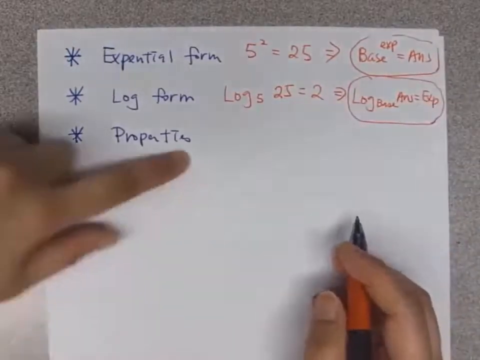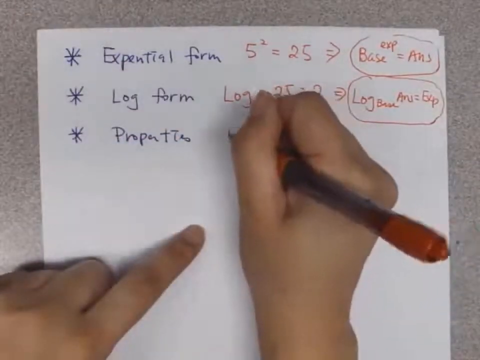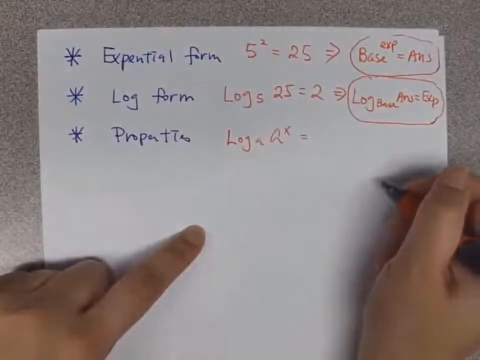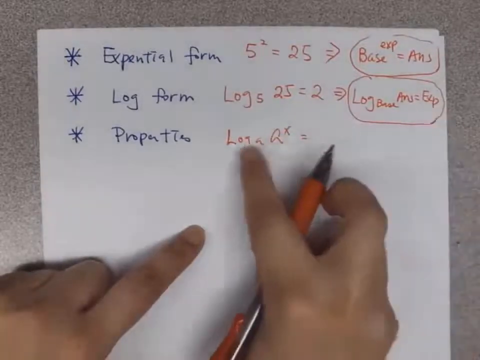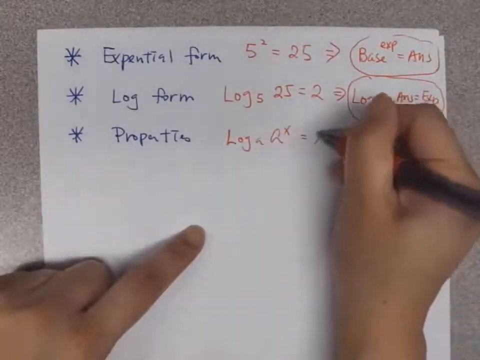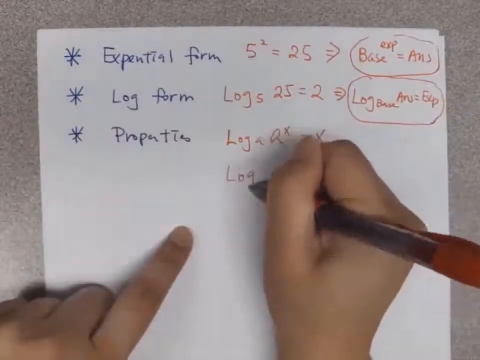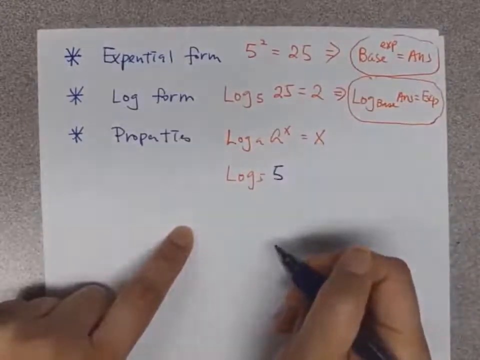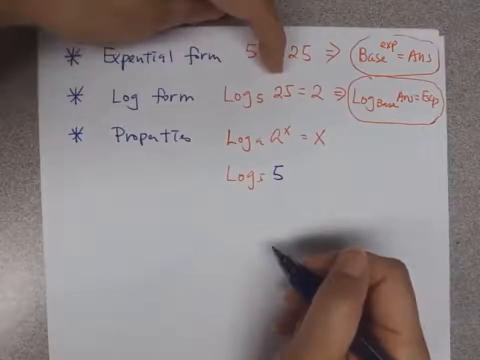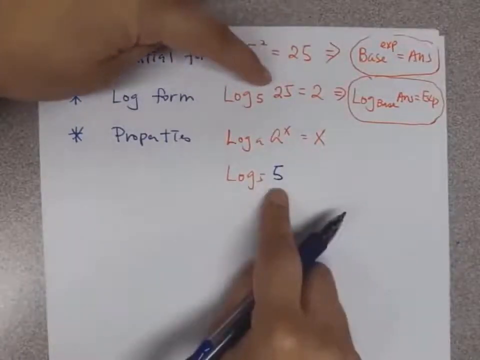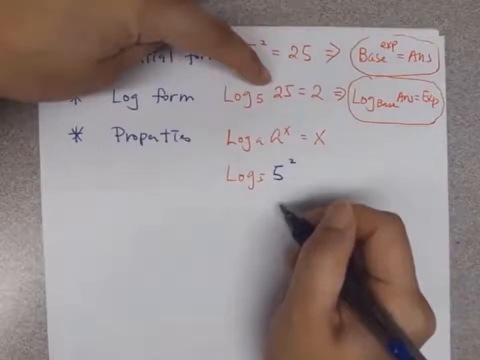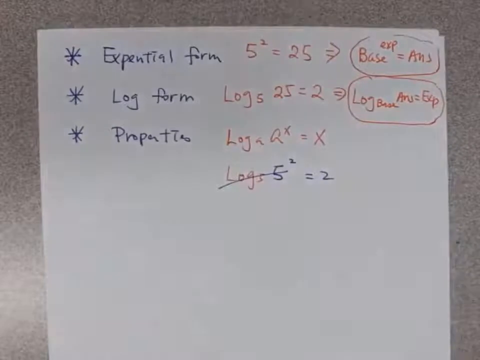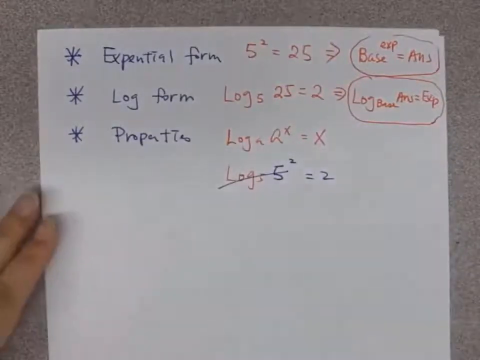All right, the property, you can look at that. We say if we have log base a of a^x equal to, when they match, what happened? Equals to x. Yes, so for this particular one, we have log base 5. If we change the 25 to 5 squared, then the answer should be 2, right? So that all related.